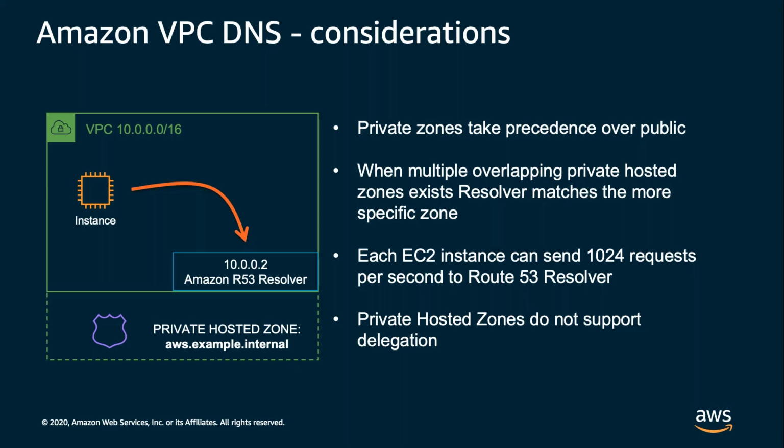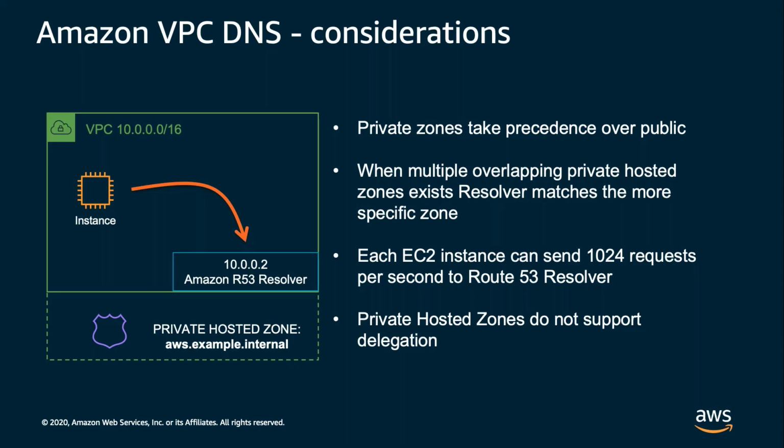Each EC2 instance can send up to 1,024 requests per second to the Route 53 resolver, and that's typically more than enough. That's quite a large amount of DNS queries. Where we've seen customers hit this limit is when they were doing their own DNS proxy, and that can cause issues if you exceed 1,024 requests per second. It won't respond to any additional requests over that period, which can result in some DNS name resolution failures. So keep that in mind.